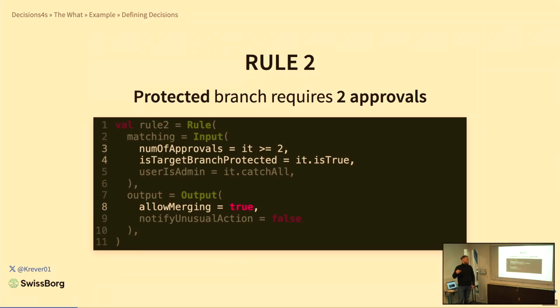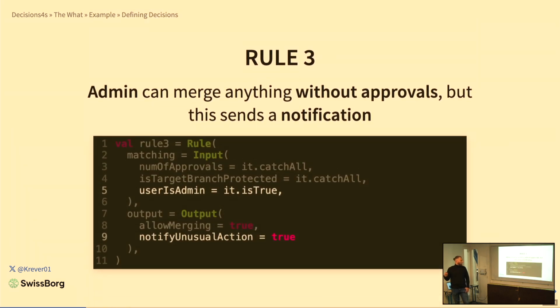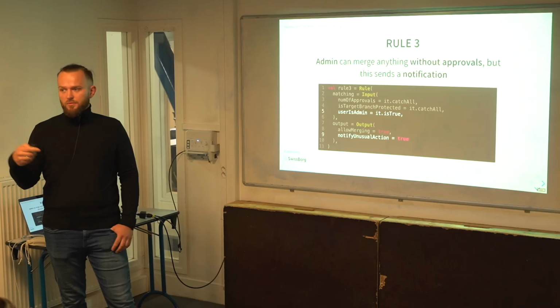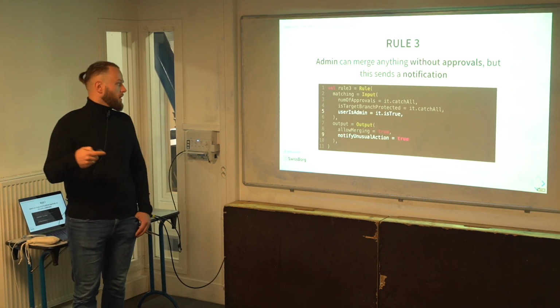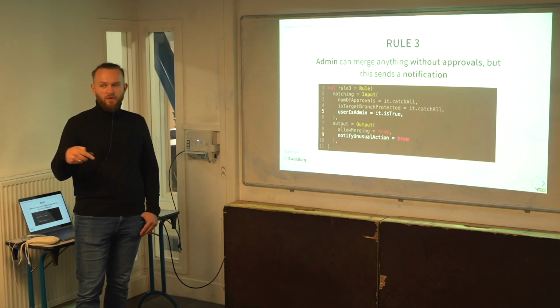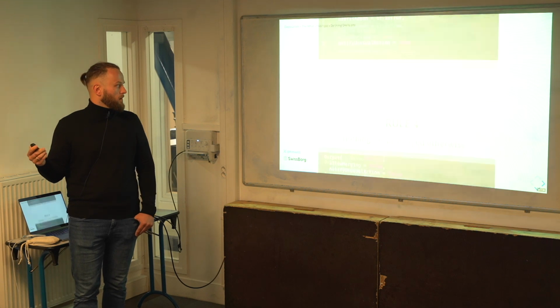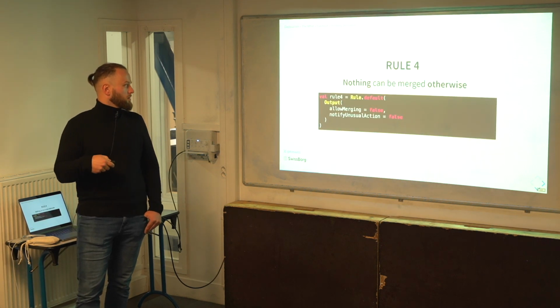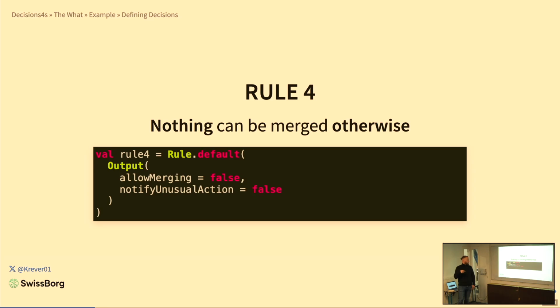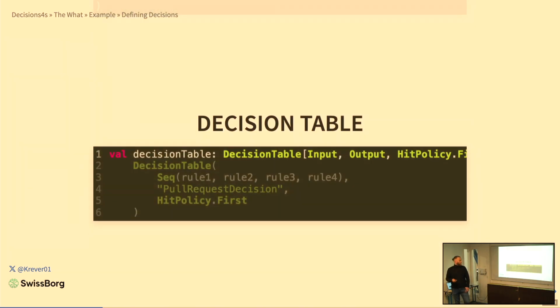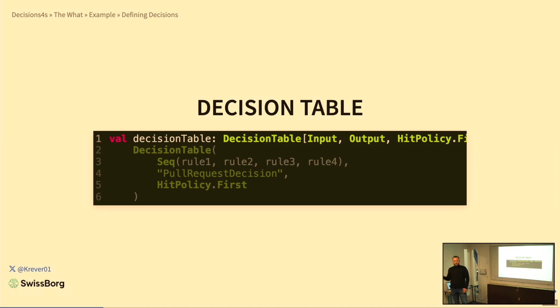The rule 2, 2 approvals, protected branch, we still allow merging. Third rule, user is an admin, we don't care about anything else, and we notify about unusual action. And the last rule, by default, we say allow merging false, notify unusual action false. And then we combine all the things together, specify the rules, the name, and the hit policy.